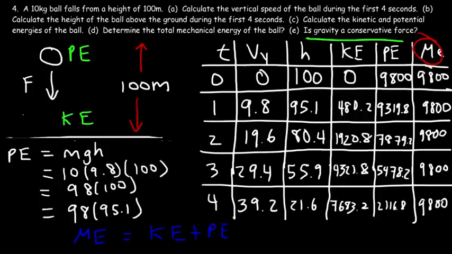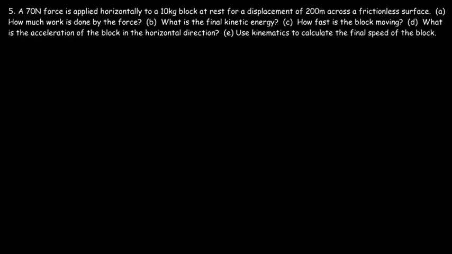Now, let's say if you apply a force to accelerate the object, you can increase its overall mechanical energy. So an applied force or frictional force, these are both non-conservative forces. They can increase or decrease the mechanical energy of a system. But gravity, it's a conservative force. It doesn't change the mechanical energy of a system. So that's why the mechanical energy is constant, because we only have a conservative force acting on the ball.